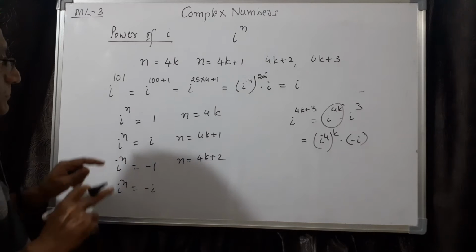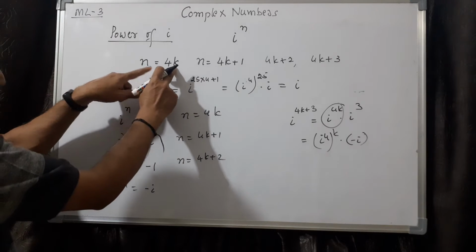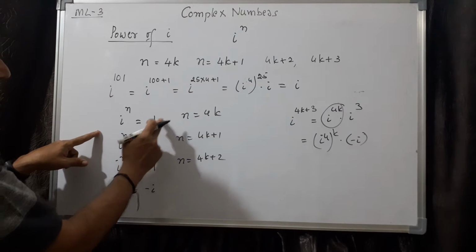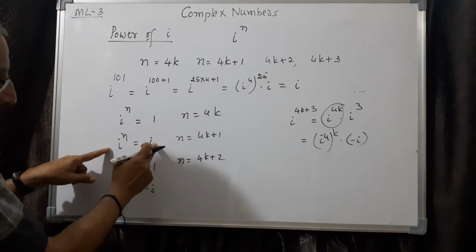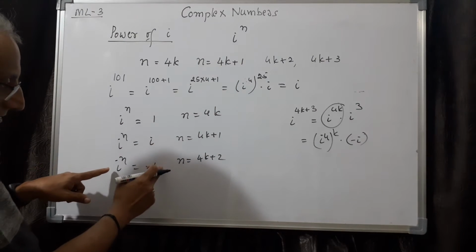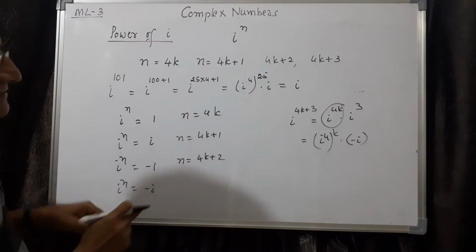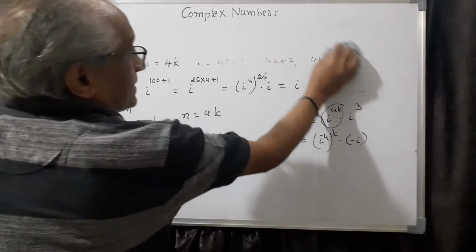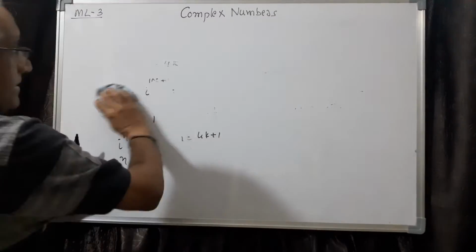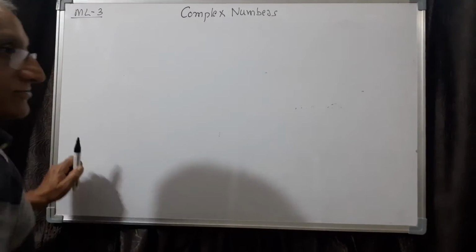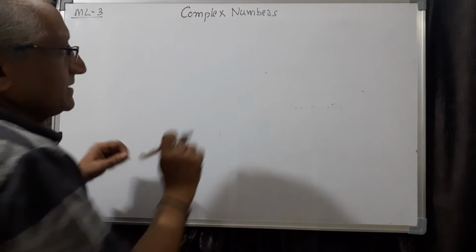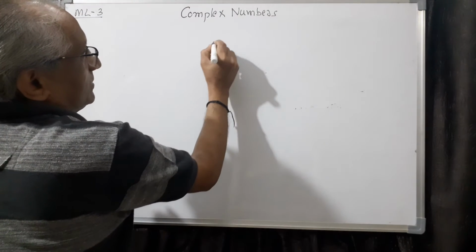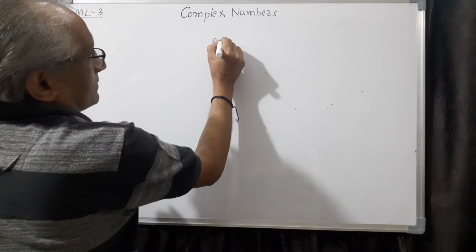Actually there is a pattern. When it is 4k, it is 1. When it is 4k plus 1, it is i. Then minus 1, then minus i. Therefore you can remember this as a standard result, so that it will speed up your calculation in any such question. Say, let me take, say for example, i to the power 925.